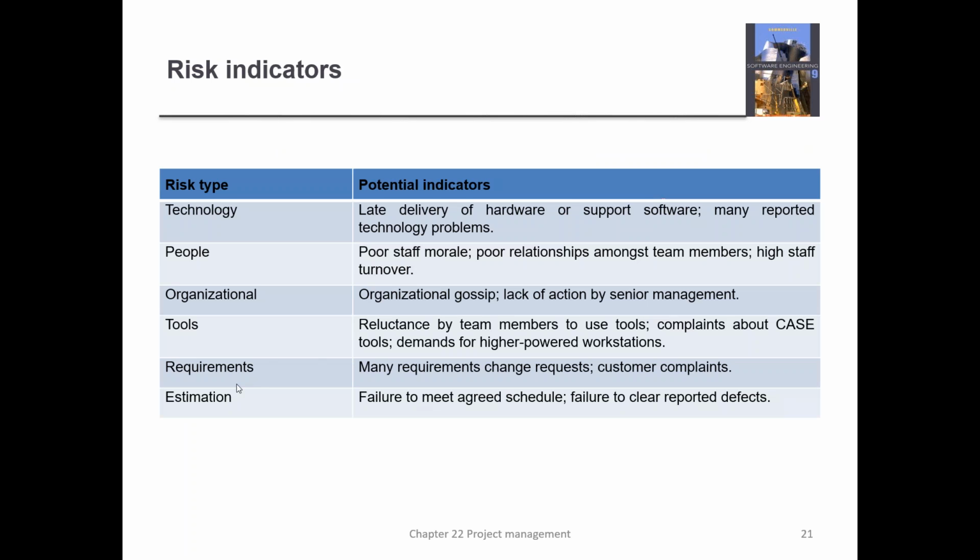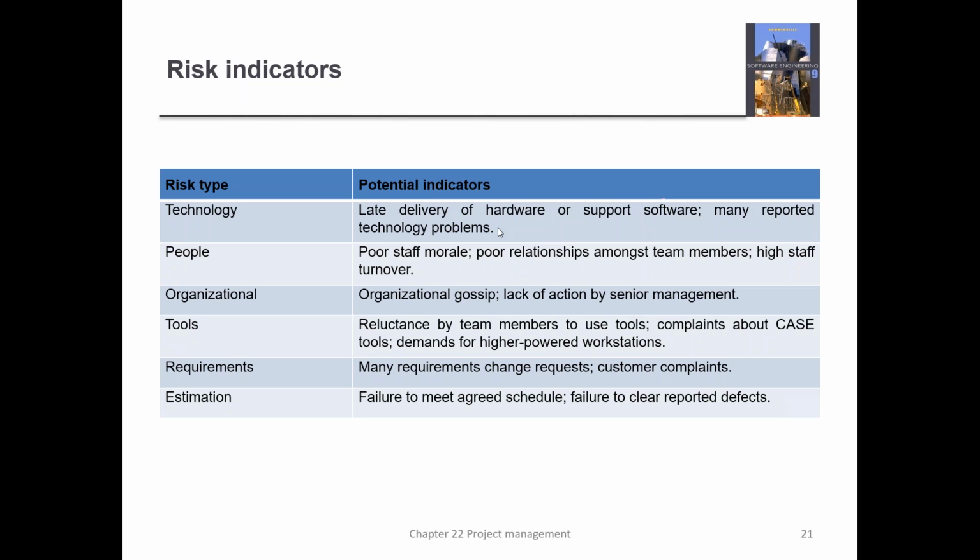All right. We have some risk indicators here. For technology, the indicators are speaking to the hardware itself, that you're going to be running the software on, whether it is hardware for the development of the software that you're doing, or hardware for the customer. So the indicators for that are the delivery of hardware or support software, and many reported technology problems.